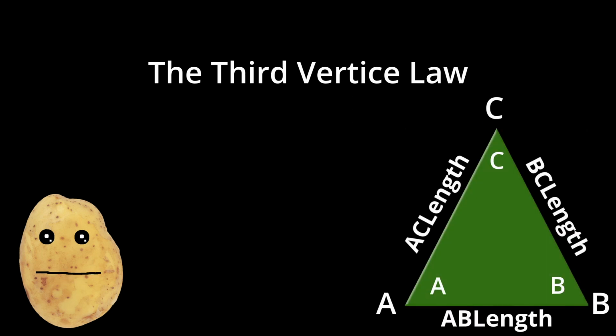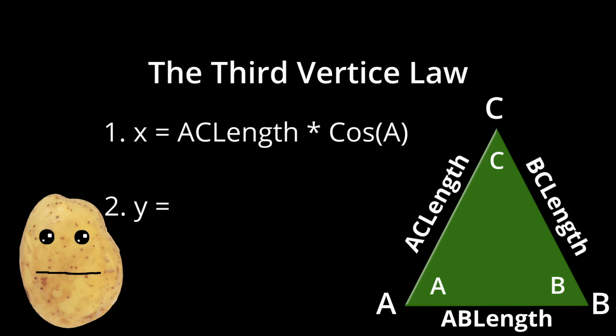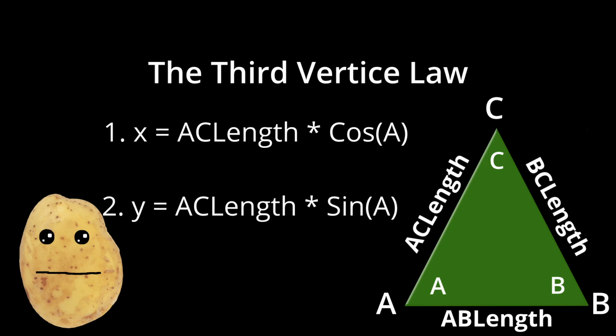The formula has two parts. One part finds the x-coordinate of the third vertice, and the other finds the y-coordinate. The x-coordinate is found with the equation x equals AC length times the cosine of A angle. And the y equation is very similar and is written as y equals AC length times the sine of A angle.